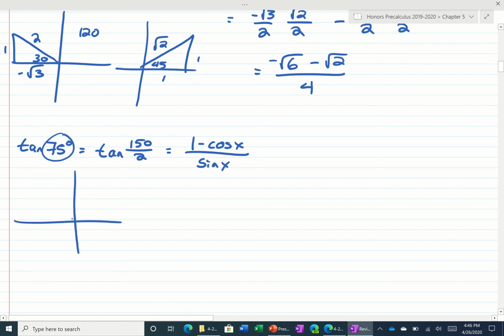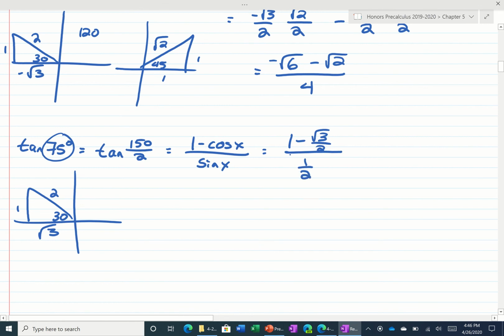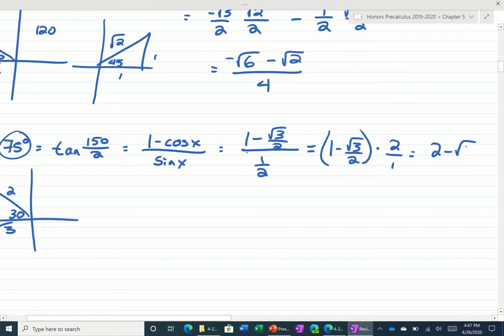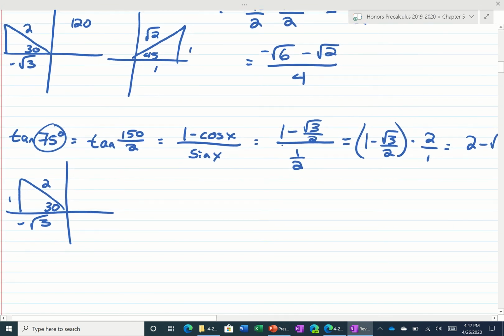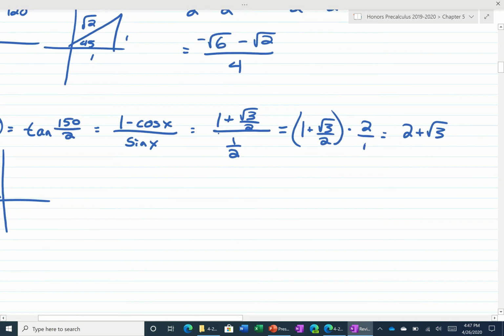So here's 150. And this would be 1 minus the cosine divided by the sine. Dividing by 1/2 is the same thing as multiplying by the reciprocal. And that would give us the answer of 2 minus root 3. Actually, you know what? The cosine, I forgot to put a negative here. So we'll just kind of fix this up a little bit here. That would be the answer, 2 plus root 3.